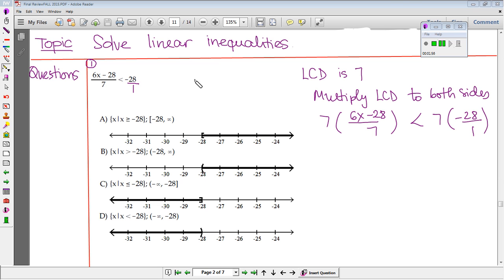Next step, we are going to simplify. On the left hand side of our inequality, we divide by 7, so we're left with 6x minus 28. Now on the right hand side, we multiply 7 times negative 28. That will give us negative 196 over 1. If our denominator is 1, we can ignore it.